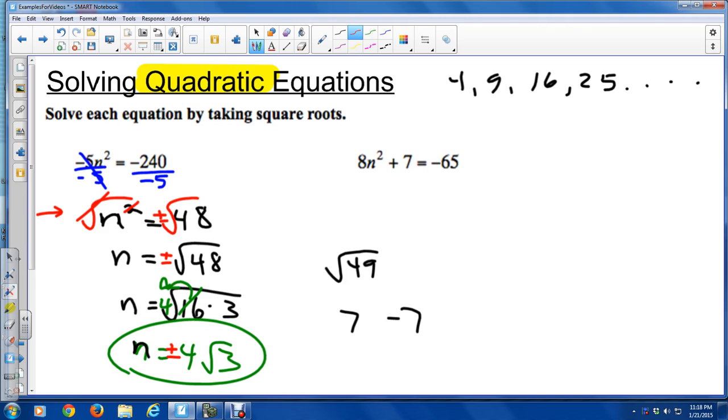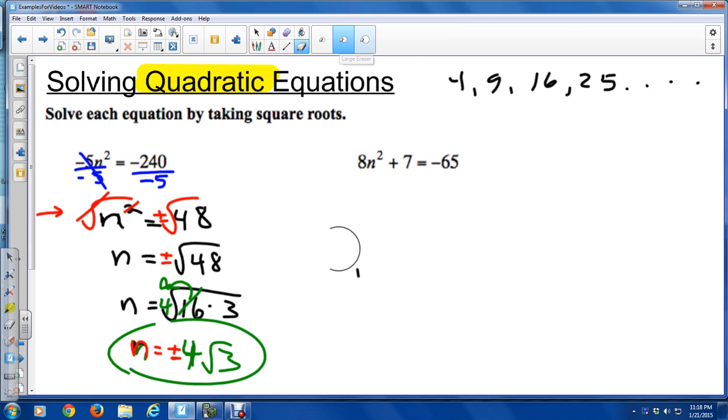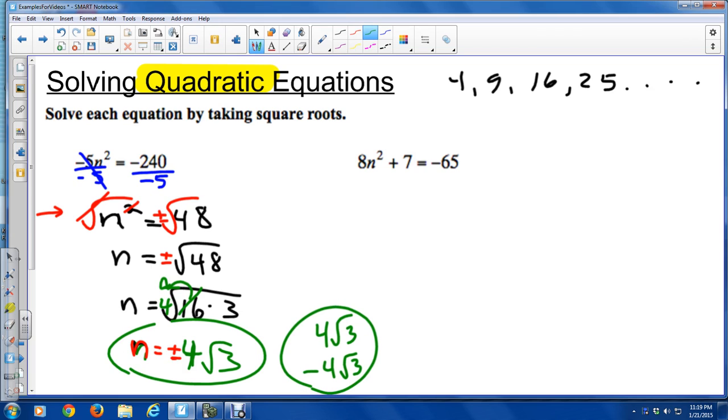So down here at the bottom, I actually have, that's a little bit hard to see, n equals positive and negative 4 radical 3. The other way you can write that, some people like to list it out separately and say, hey, we have a 4 radical 3 and a negative 4 radical 3, and just write them both separately. But the little plus or minus is kind of a convenient way of listing both of them without writing it out twice.